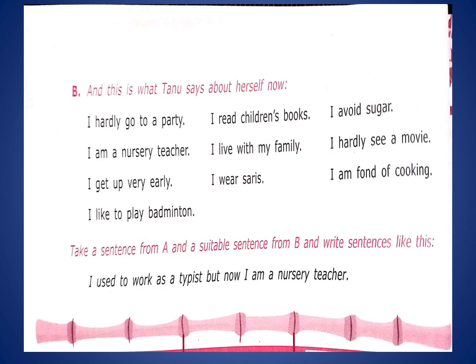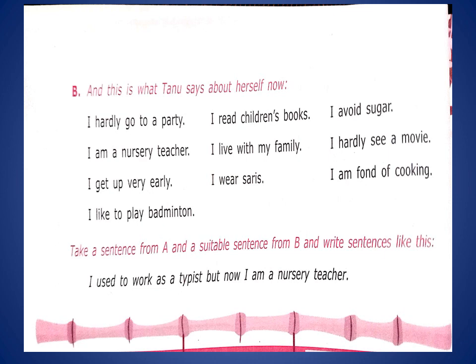So I am going to make two sentences for you. You must have written in the first sentence we had, I go to cinema a lot, right? So what will we write? We will write, I used to go to the cinema a lot, right? This was the sentence in A. I used to go to the cinema a lot, but now I hardly see a movie. You see the sixth sentence in this B part, I hardly see a movie. Like this you need to frame the sentences, children, right?